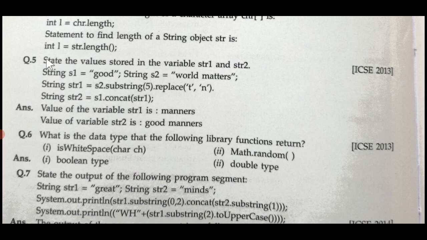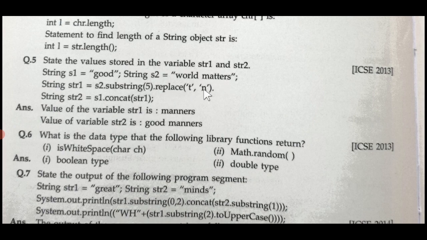Okay. Now state the values stored in the variables str1 and str2. So str1 has got s2.substring(5).replace('t','n'). So first we get s2.substring. What is s2? The word matters. So 0 1 2 3 4 5. 5 is the blank space. Okay, 0 1 2 3 4 5, and then onwards means matters will be there.